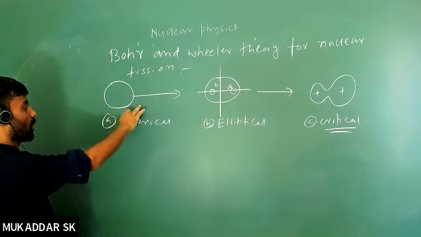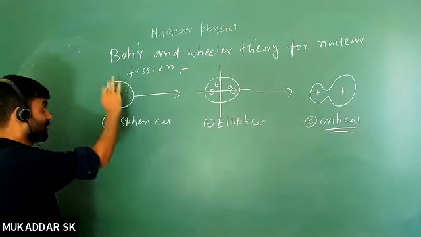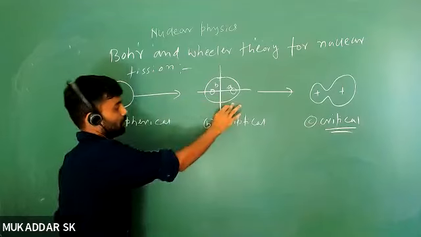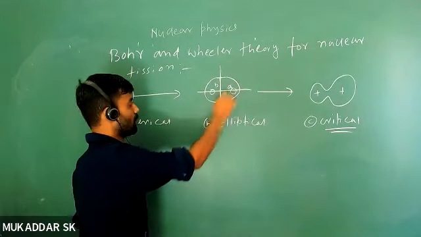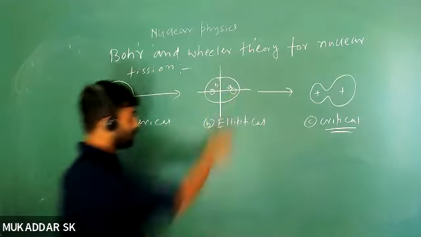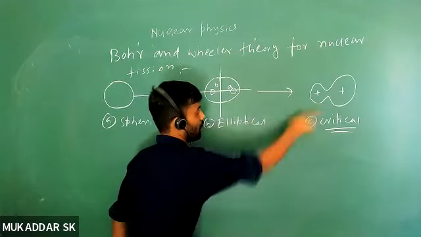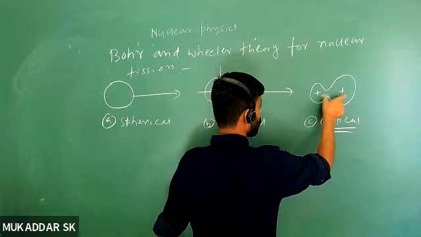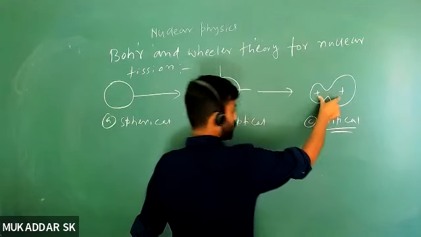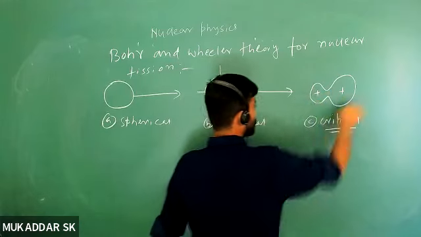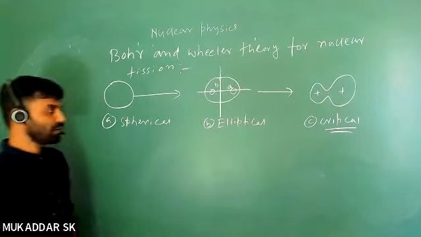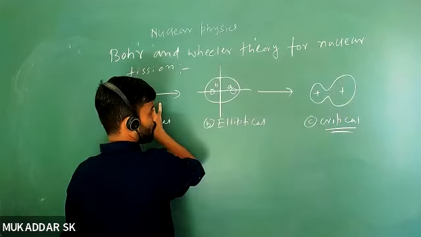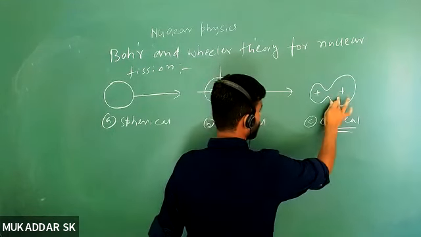So initially, after capturing that neutron, it is in an excited state. So it will start oscillating. It will deform its shape from spherical to elliptical. After that, it will create some positive centers, and there will be a repulsive force. That repulsive force again changes its shape from elliptical to a dumbbell kind of shape. Now you see there is again Coulomb repulsion. Coulomb repulsion will try to separate this nucleus into two parts, but there is surface tension. Surface tension will try to bring this nucleus back to its original shape. But Coulomb energy will try to break this nucleus into two parts.